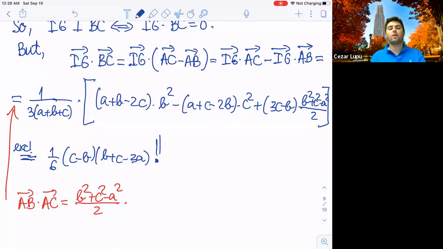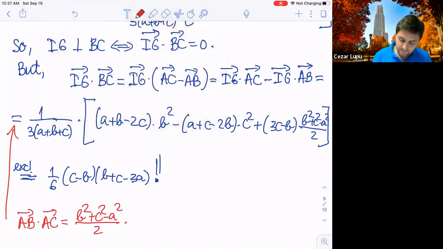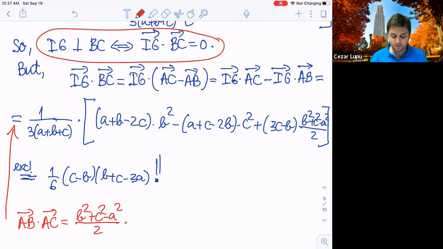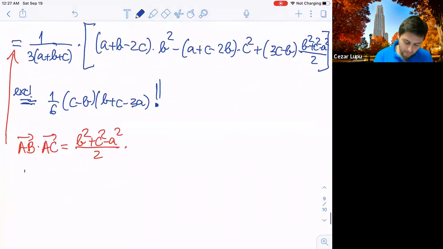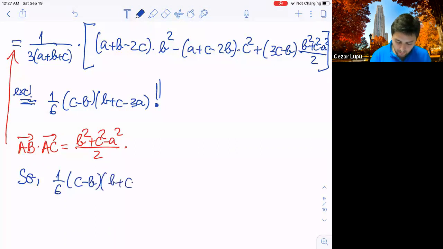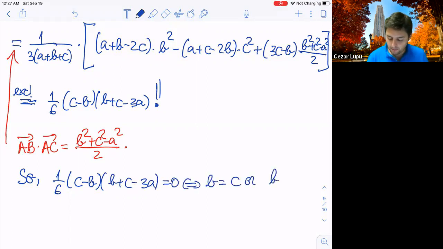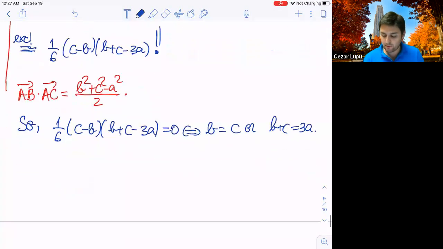At this point I think it's quite clear. We know that IG is perpendicular to this if and only if this implies that this should be equal to 0. So we have that 1 over 6 times (C minus B) times (B plus C minus 3A) is 0, which is equivalent with B equals C or B plus C equals 3A, which is exactly what we wanted to prove. And that's the end of the problem.